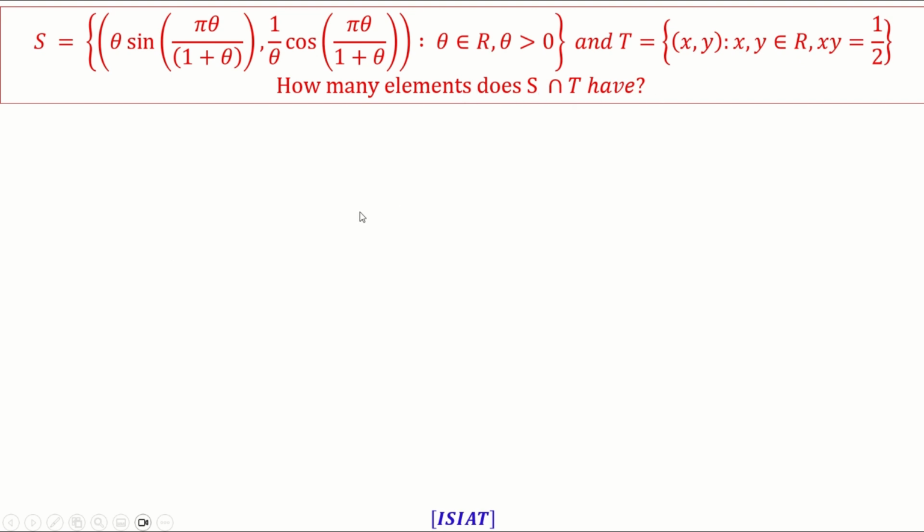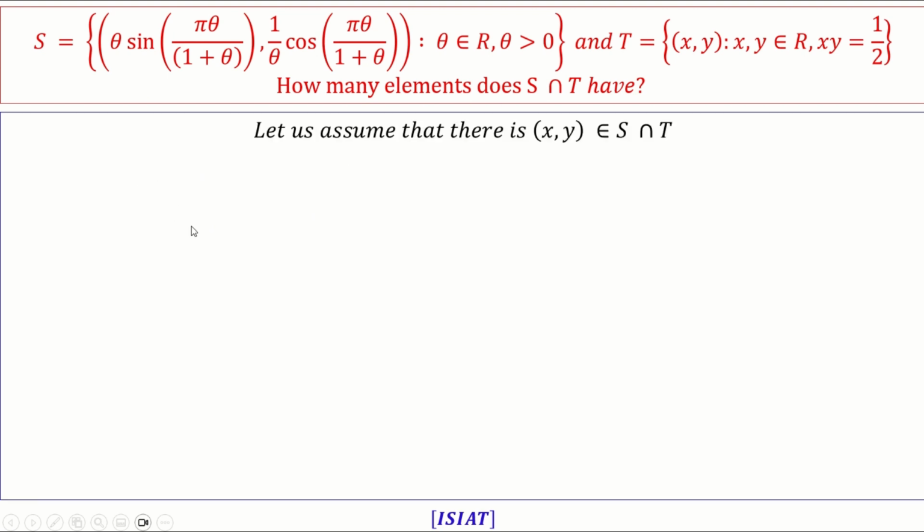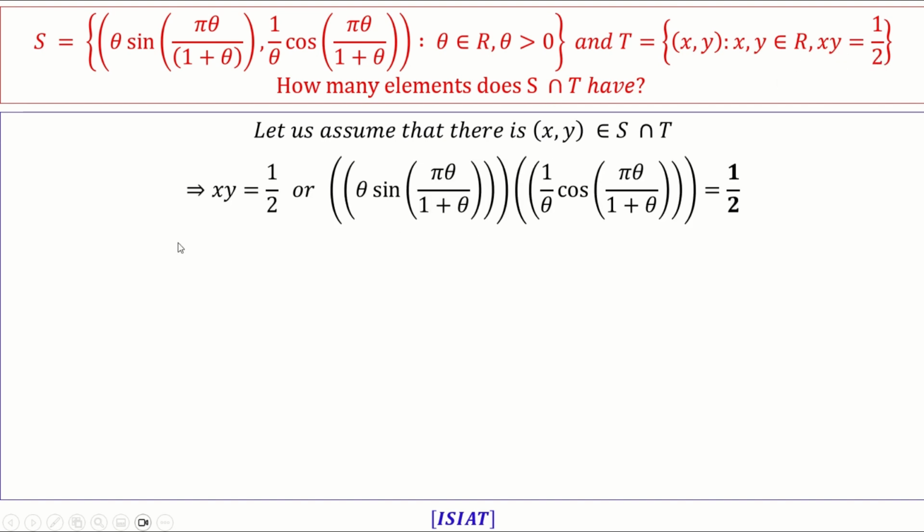Yeah, this is an interesting question. It involves trigonometry and very simple set theory. So let us assume there is an x comma y in S intersection T, which means it will satisfy this equation, xy equals half. Correct? The product of these two should be half. So theta into theta sine pi theta by 1 plus theta, into 1 by theta cos pi theta by 1 plus theta, equals half.